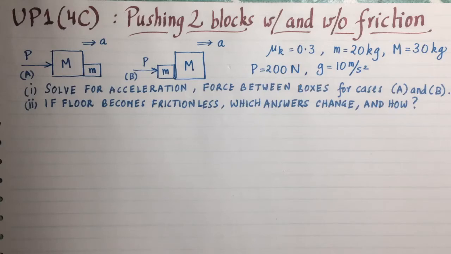I'm going to be solving an actual problem with numbers. This might be familiar to anyone who has moved heavy boxes during moving day in your dorm. Let's suppose you have two boxes or two crates of mass capital M and little m. You have two options. Let's say you can push with a force P, which is 200 newtons here. And you're wondering whether it's better to push the big box or the small box.